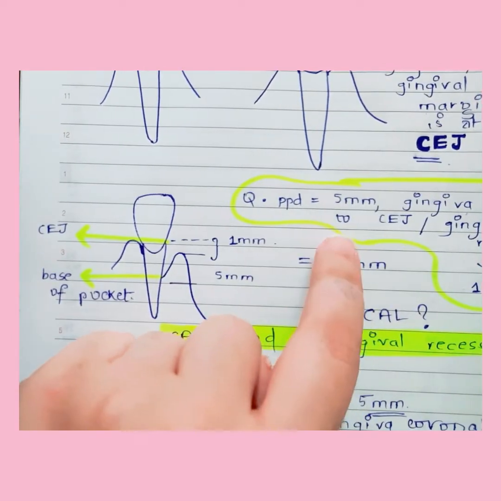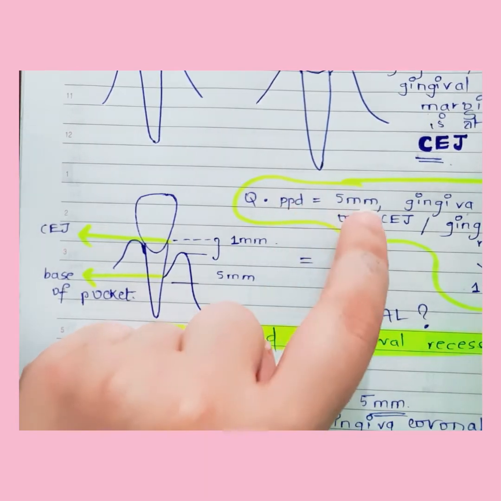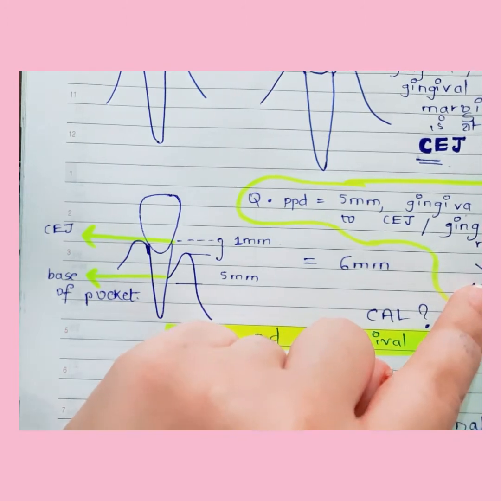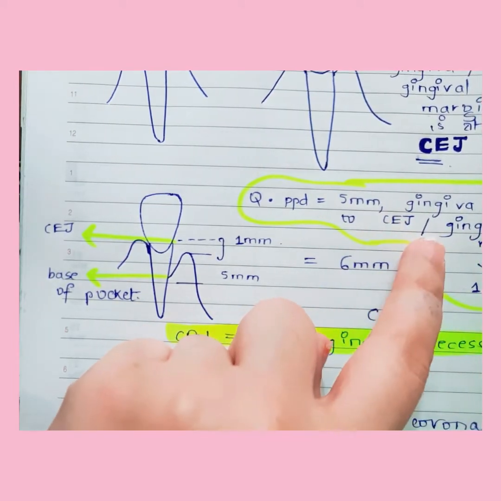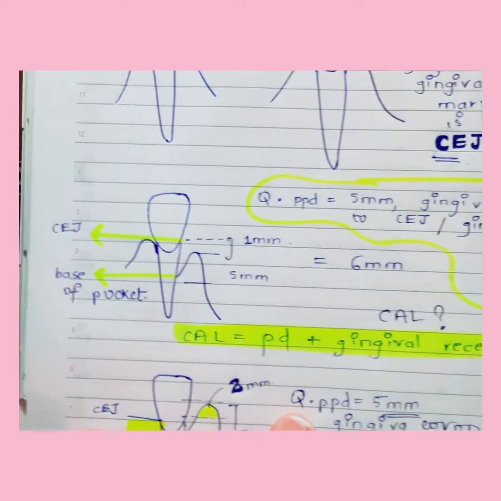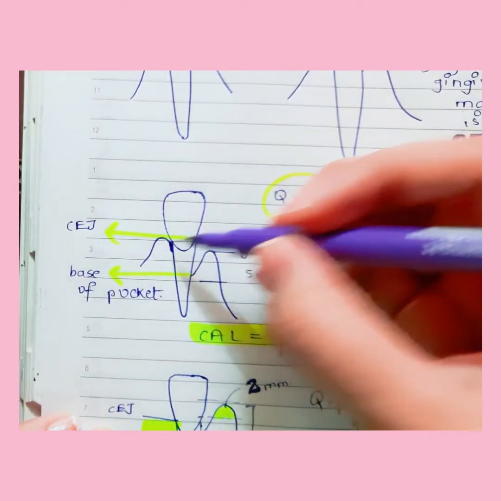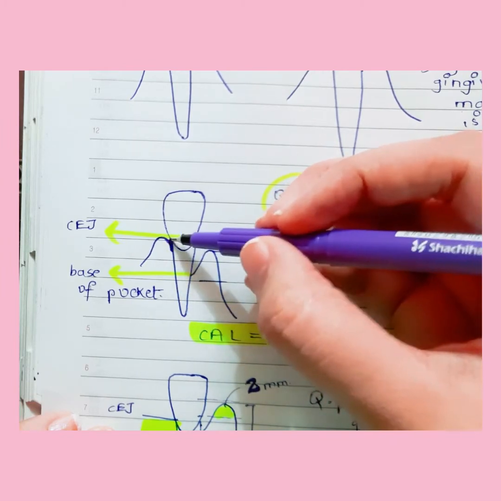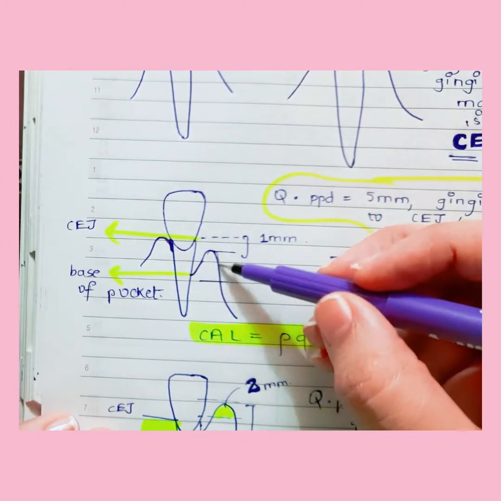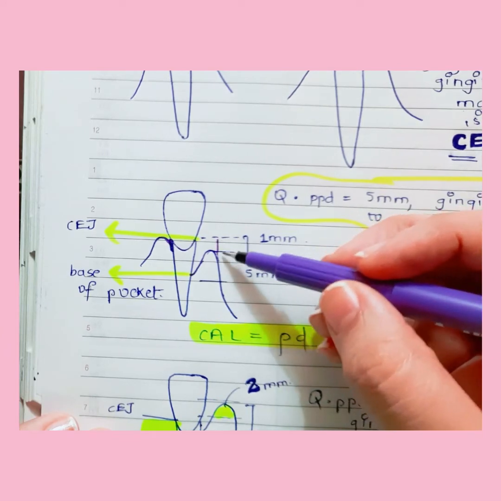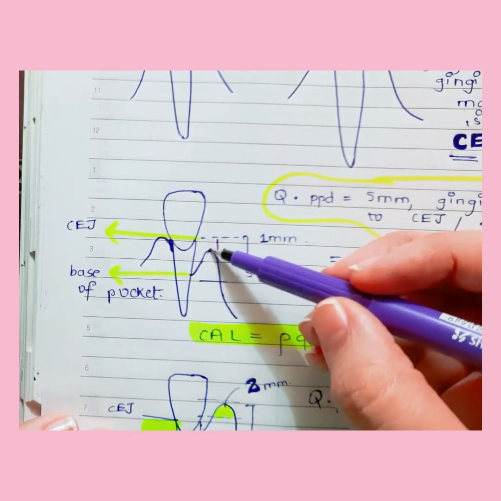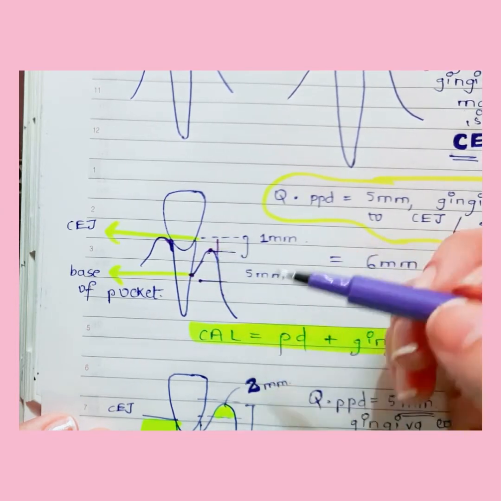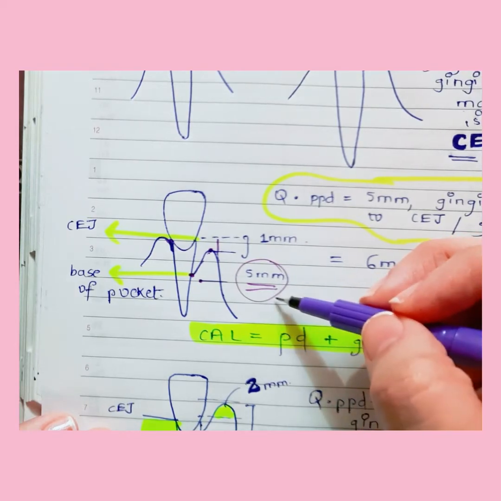Now you can get a question where you'll be given the periodontal pocket depth, which is 5 mm, and there is gingival recession of 1 mm. It can also be put like this, that the gingiva is apical to the CEJ. So you see here, we know the base of the pocket is normally at the CEJ, but now here the gingiva has receded. 1 mm gingival recession is here, and the periodontal pocket, that is from the base of the pocket to the gingival margin, is 5 mm.